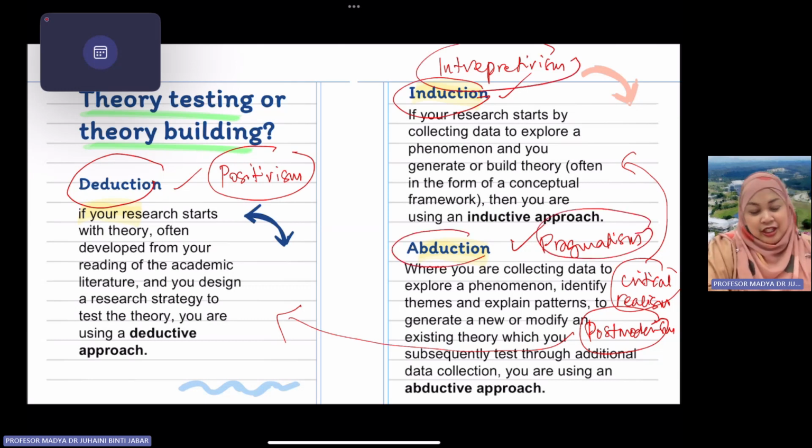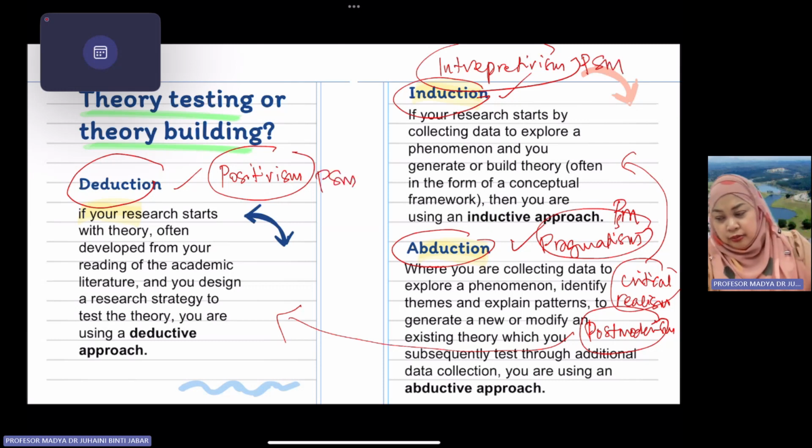Positivism, interpretivism, pragmatism, and abduction. But this is for PSM. For PSM, only these three, in my opinion, are suitable philosophies. For critical realism and postmodernism, you need more time to approach this type of philosophy.